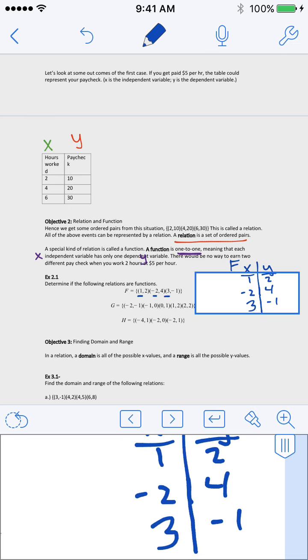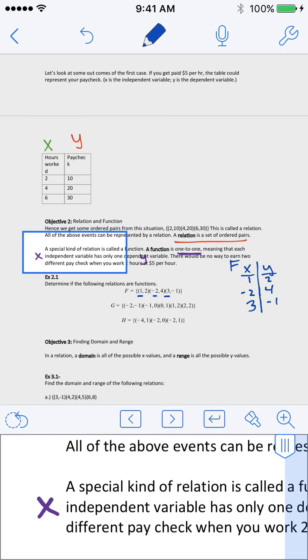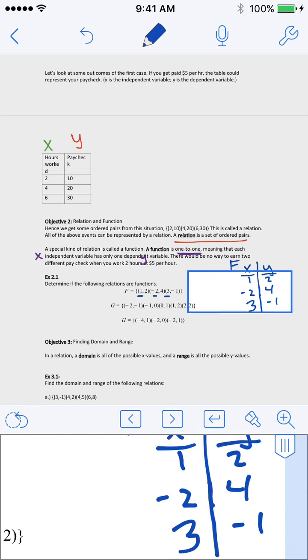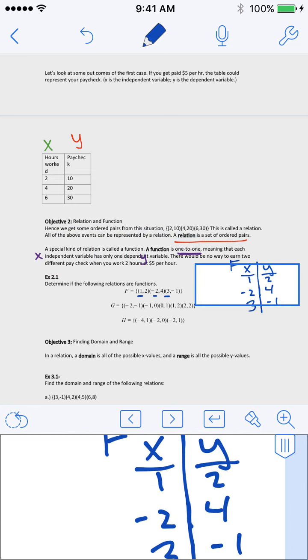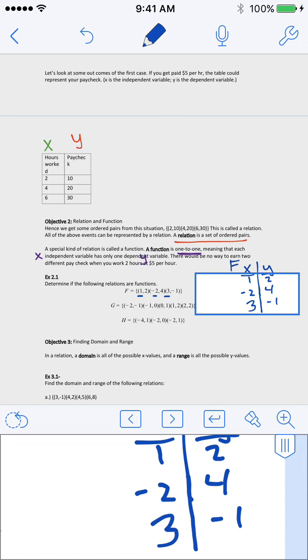Now what I'm looking for is, in order for this to be a function, remember, a function says that for every x, there's only one y. There's only one specific y. So do we see any x's being repeated? Do we see 1, the number 1 going to 2 and 4? Do we see 1, 6, 1, 9? Do we see any of that?